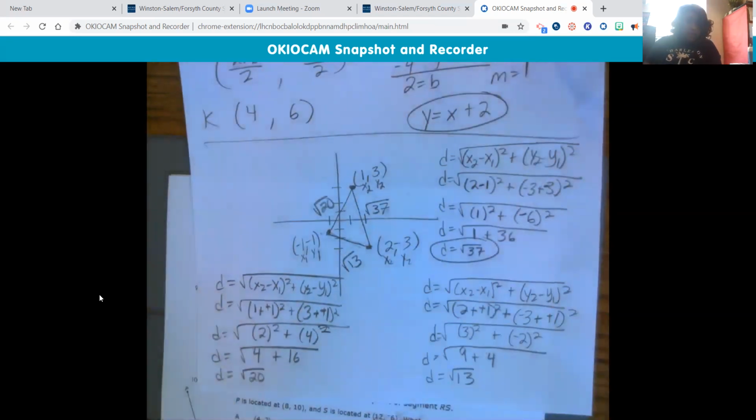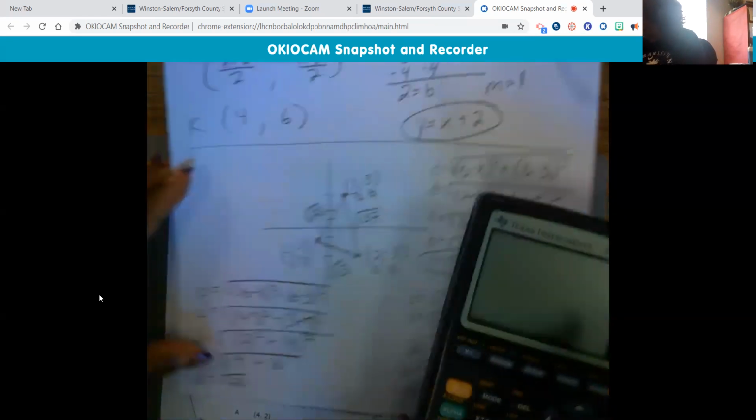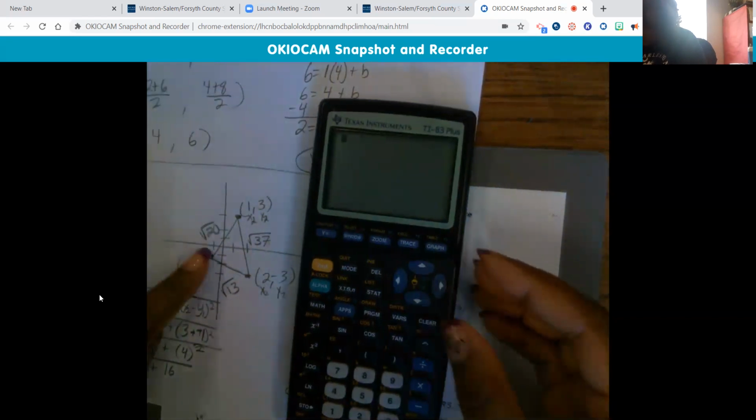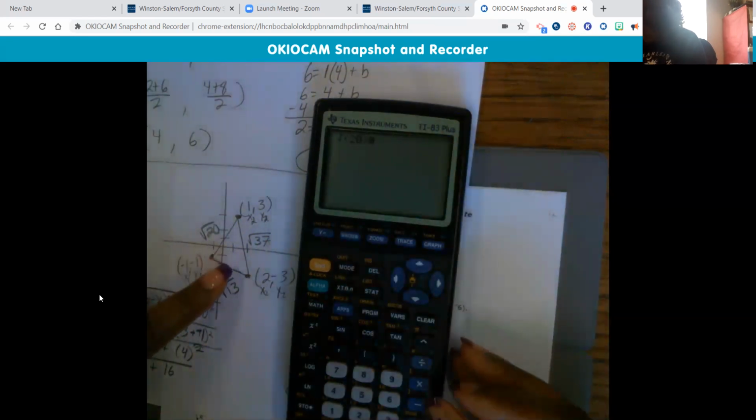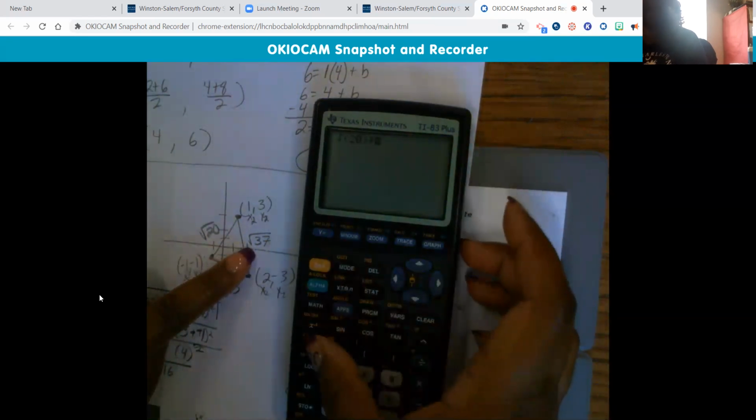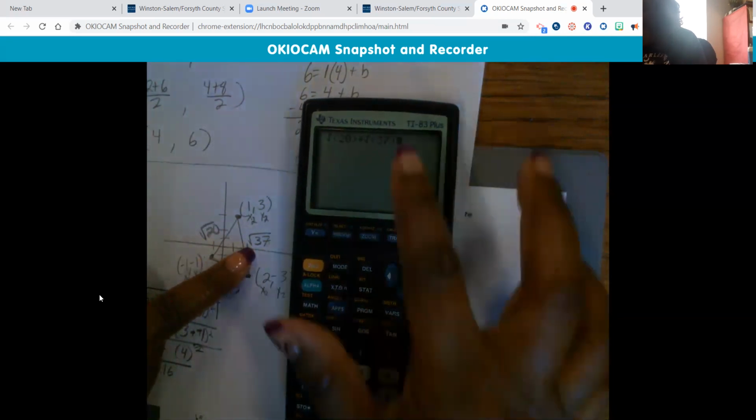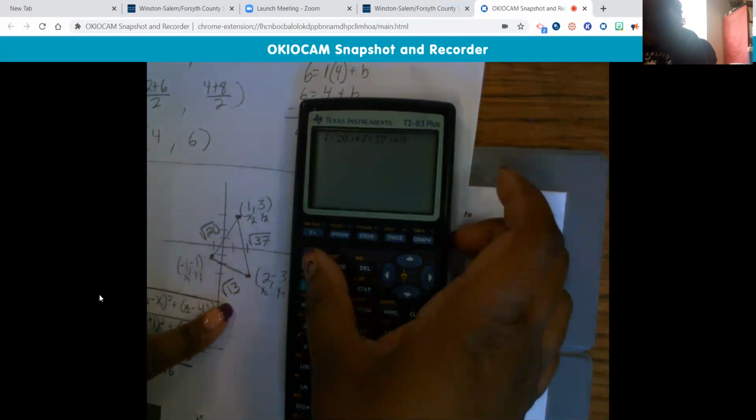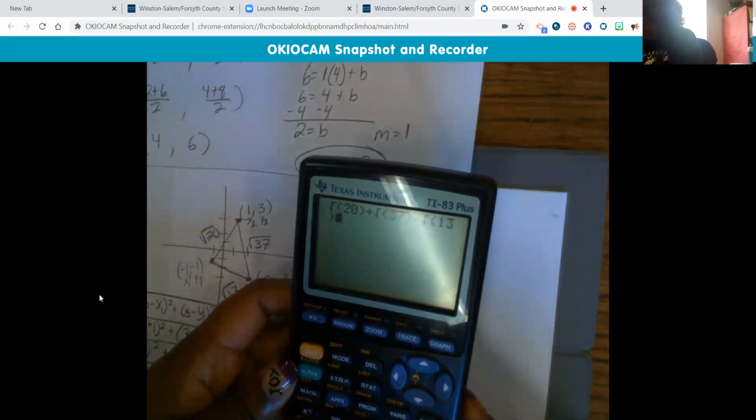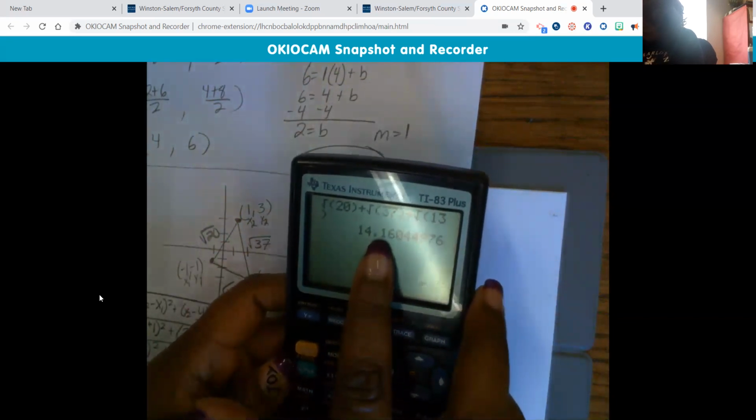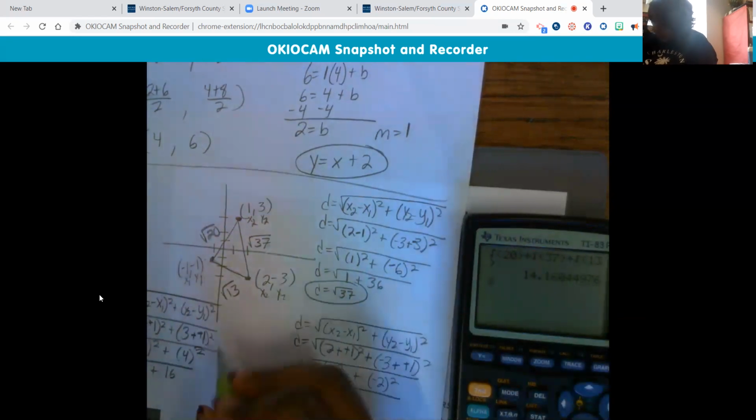All right, so now we're going to add those together. Okay, we're going to add all of those together. So we have the square root of 20, close the parentheses. Okay, see how I typed it in wrong last time. Then we have the square root of 37, close the parentheses, plus the square root of 13, close the parentheses. Okay, close the parentheses each time. And so this gives me 14.16.